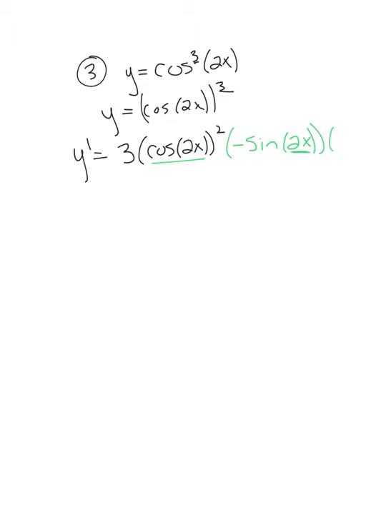Now that I have this finished, I can go ahead and tidy things up. So I've got a 3 times a 2. There's a negative right here. So y prime is equal to negative 6. I can go ahead and rewrite this as cos squared of 2x. Now that just looks a little bit tidier. And then multiply that by sine of 2x.